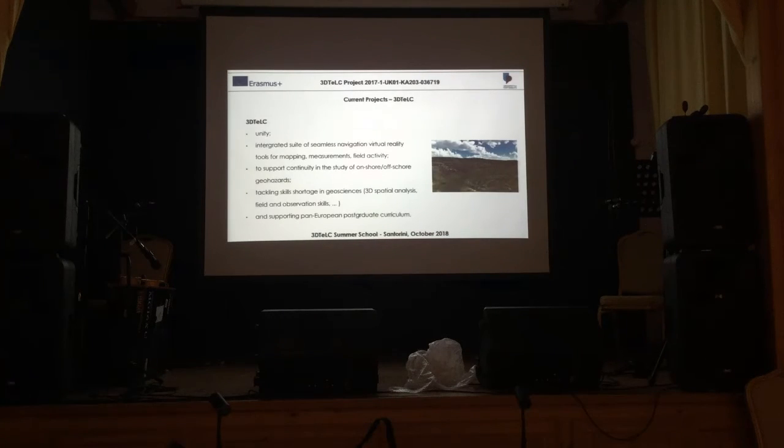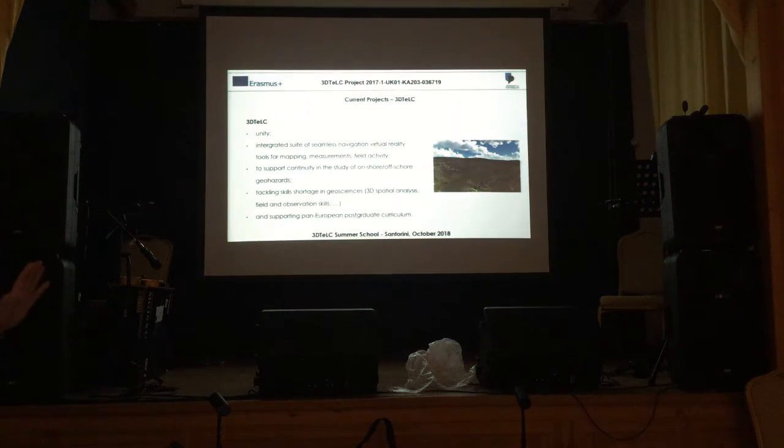So what we're doing here is that we're using Unity, as we said. So the idea is to have an integrated suite of seamless navigation VR tools. And we're looking to be able to do mapping, to do measurements, also to support field activity and so on. And the key ingredient of 3DTeLC is this combination of onshore and offshore, right? Putting them together and being able to experience and visualize them and interact with them in a seamless way, right?